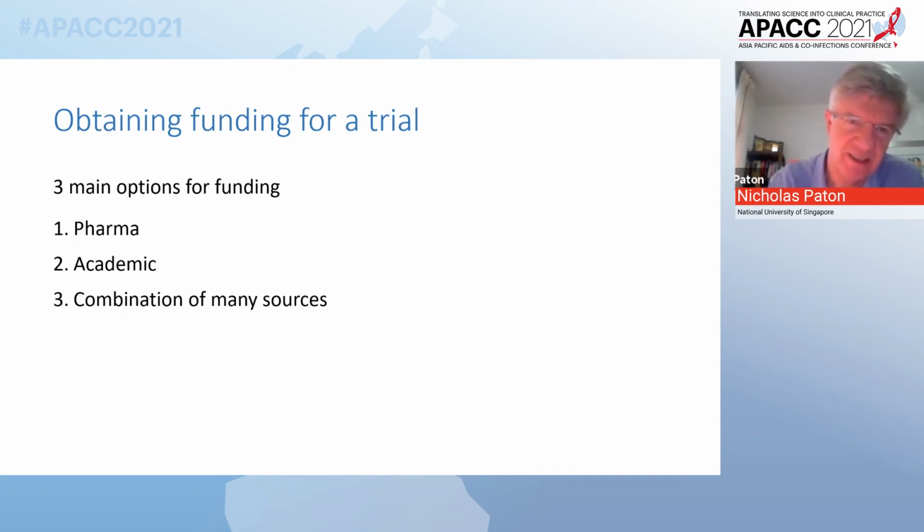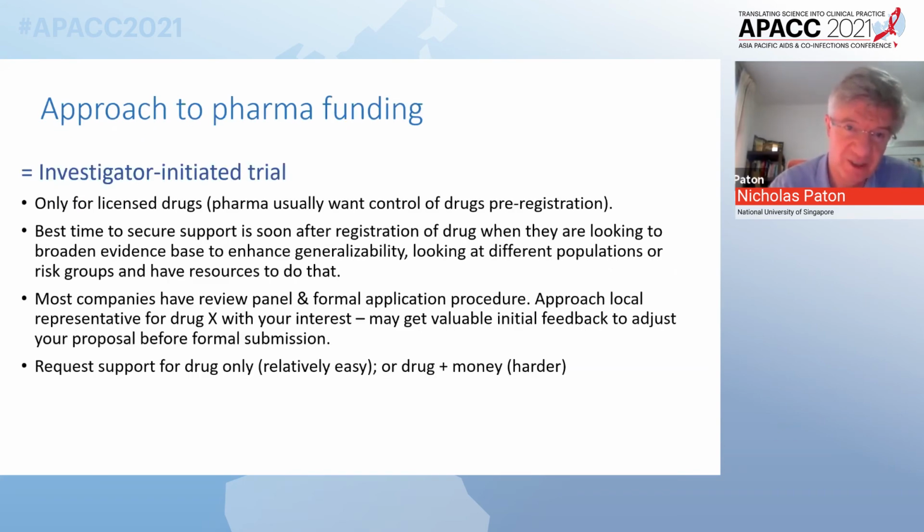So lastly, some pointers on obtaining funding for a trial. And here there are really three main options. So there's pharma funding, there's academic funding, and then a combination of different sources. So pharma funding, essentially at most times, if you're coming with the idea, you're talking about an investigator-initiated trial. And usually that's really only for licensed drugs, because pharmaceutical companies usually want to control their drugs pre-registration. So usually you can only get access once drugs are licensed.